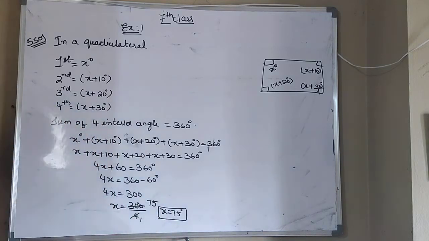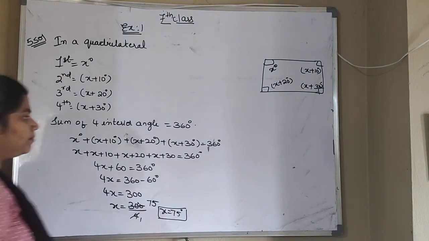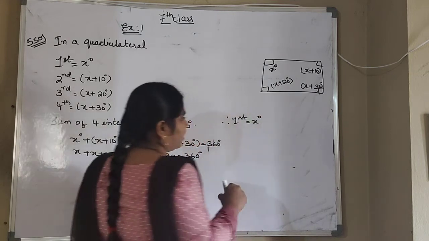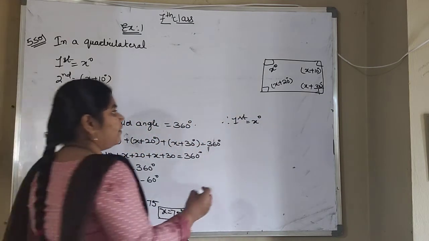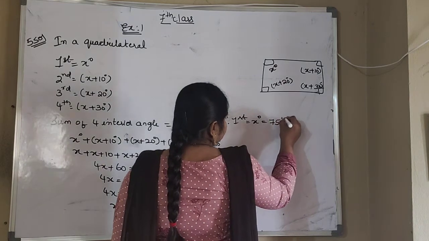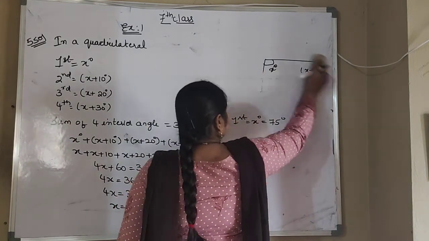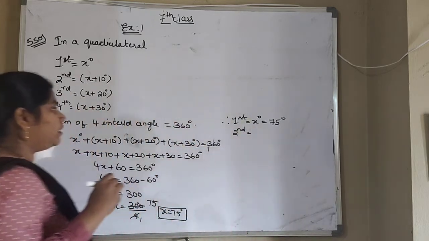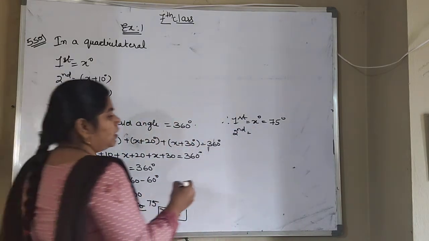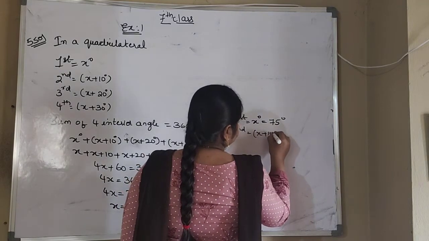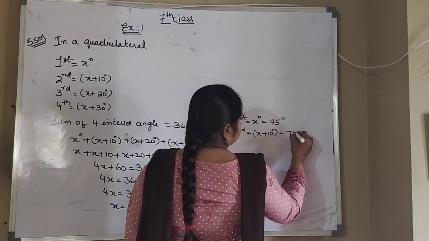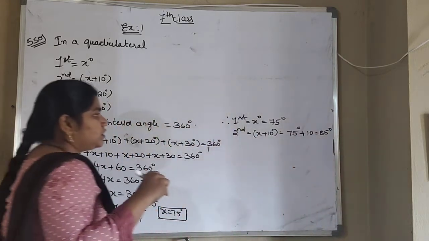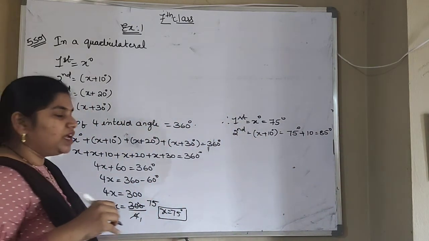Now what we have to find? We have to find all the 4 angles. Therefore the first angle is x degrees. x is nothing but 75. So the first angle will be 75 degrees. The second angle is x plus 10. x is 75 plus 10, that will be equal to 85 degrees. So first angle is 75, second angle is 85.